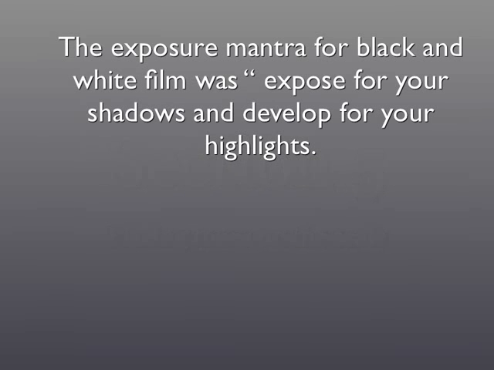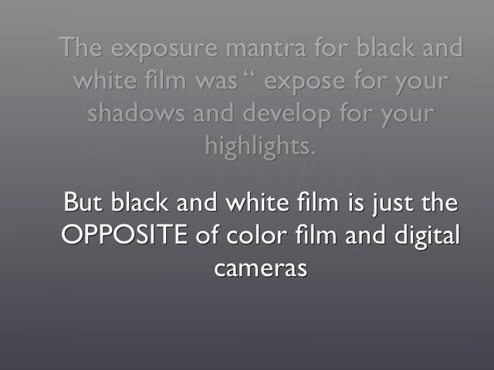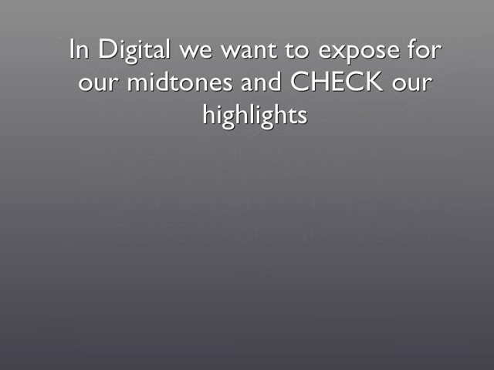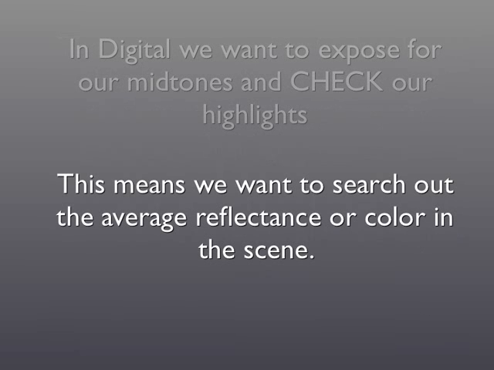The exposure mantra for black and white film was: expose for your shadows and develop for your highlights. But black and white film is just the opposite of color film and digital cameras. In digital, we want to expose for our midtones and check our highlights. This means we want to search out the average reflectance or color or tones in the scene and zero out the meter on that tone. This will render our subject as average.